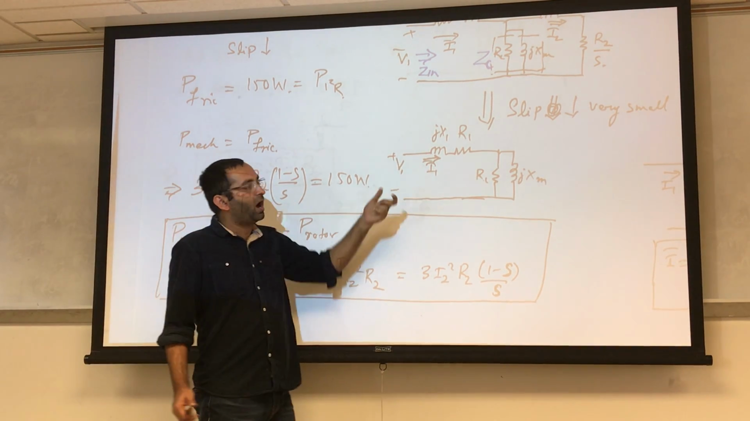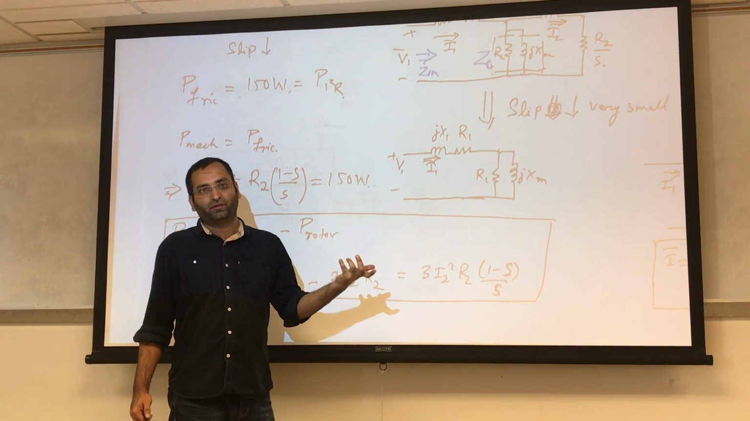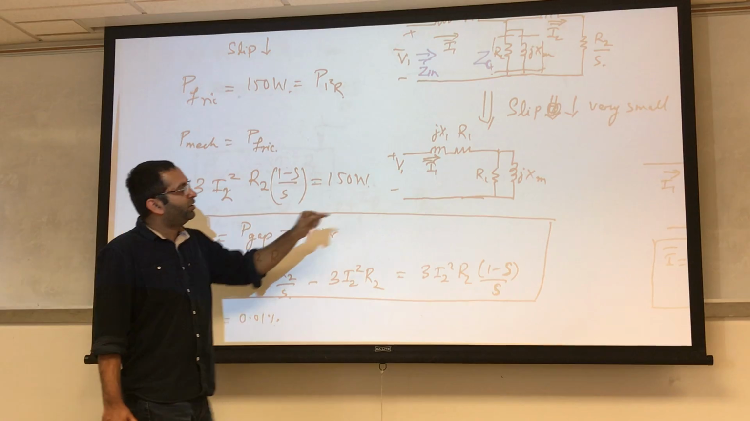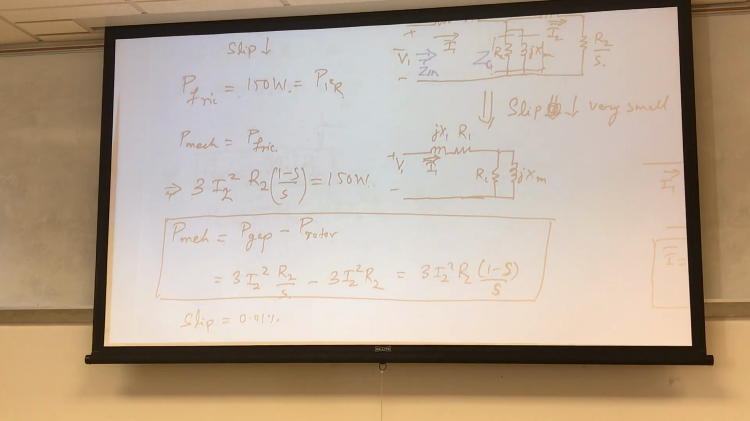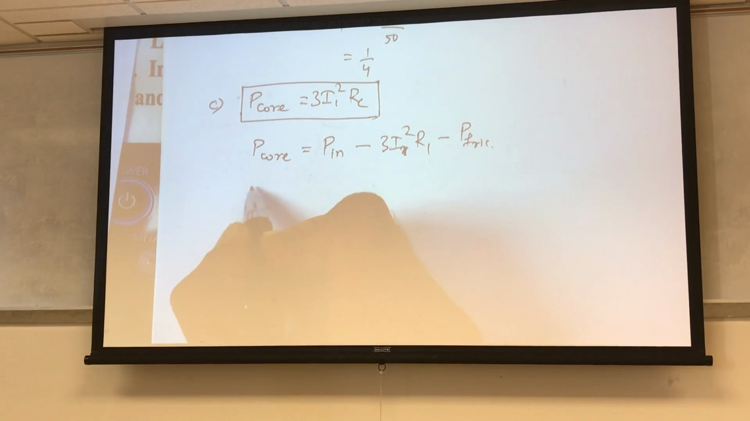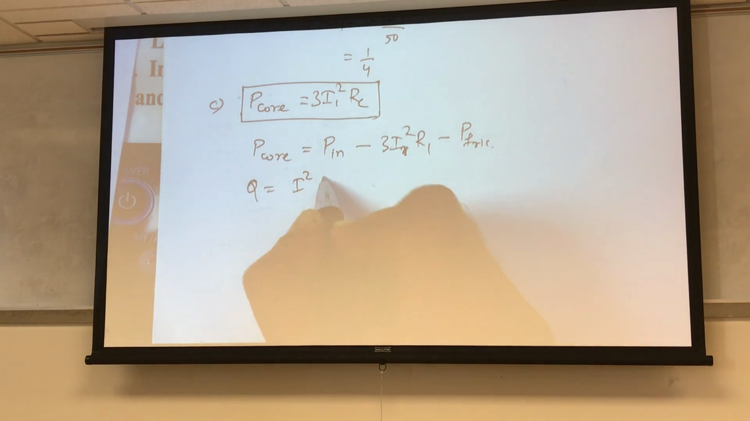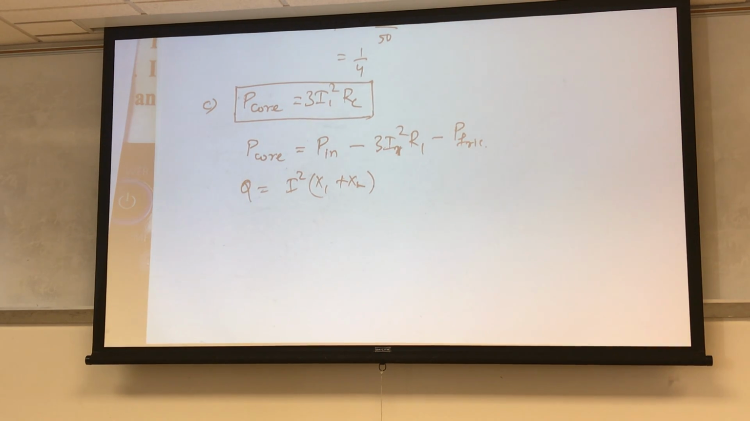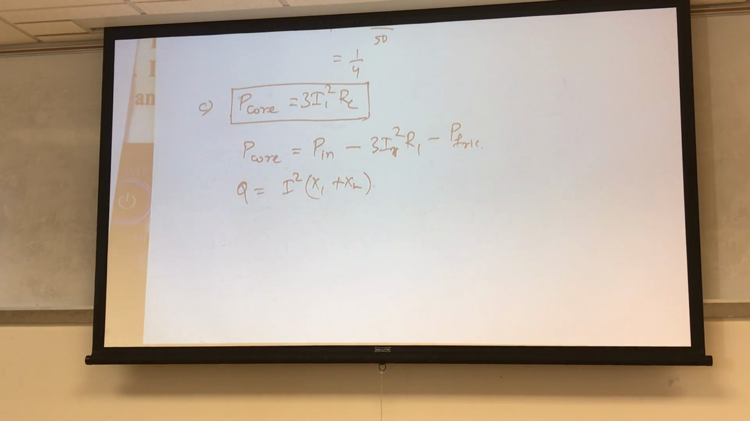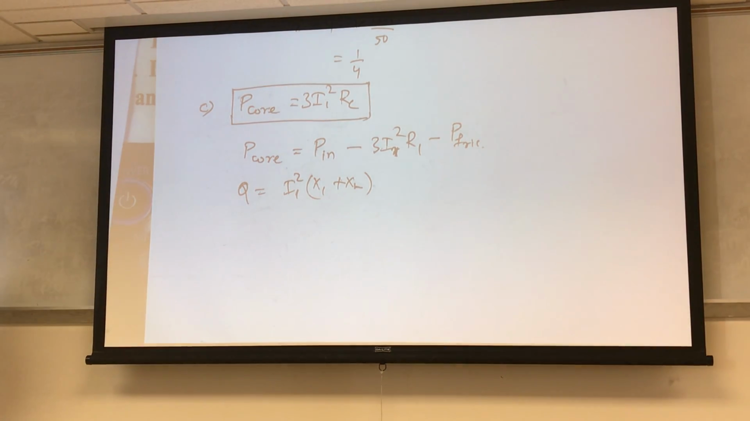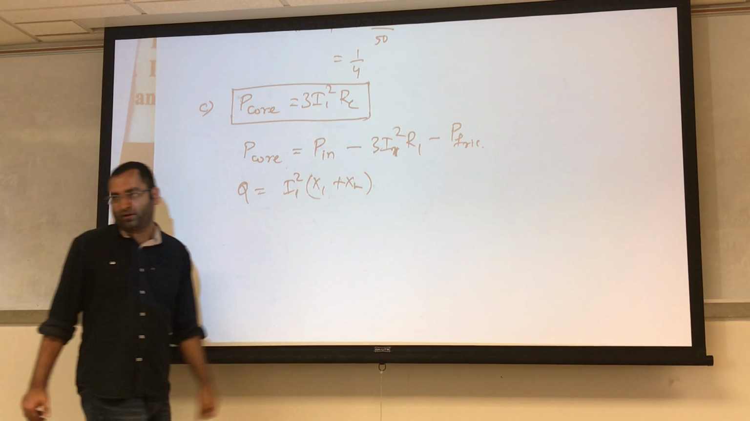It's nothing but how the reactive power is generated. It just depends on the X1 and Xm. So for reactive power, you can write Q equals I1 square into X1 plus Xm. So you found the Q from there, so you can easily find X1 plus Xm from here. That's what the question is asking. It's asking you to find RC and X1 and Xm.